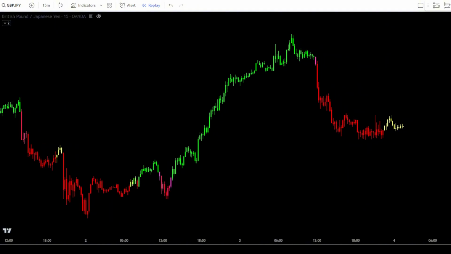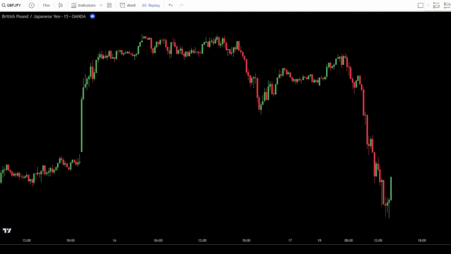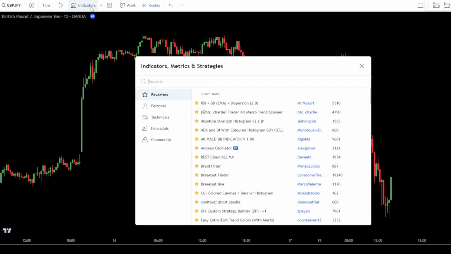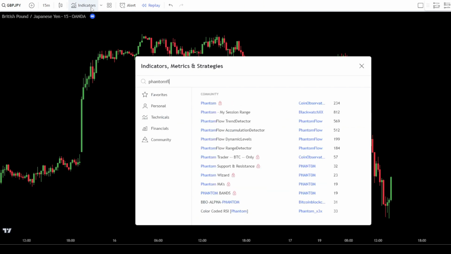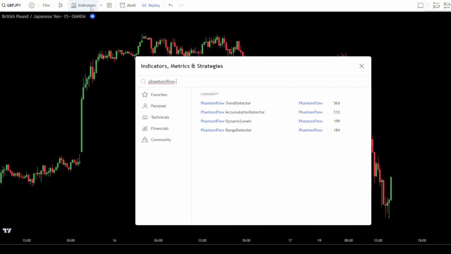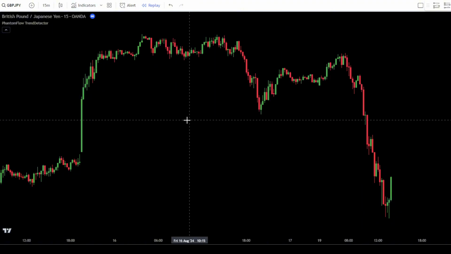Now, open your Tradingview. Next, go to the Indicators Search tab. In the Search tab, type Phantom Flow Trend Detector. Then, just select the Phantom Flow Trend Detector indicator from Phantom Flow. To clearly see this indicator, there are a few settings you need to adjust.